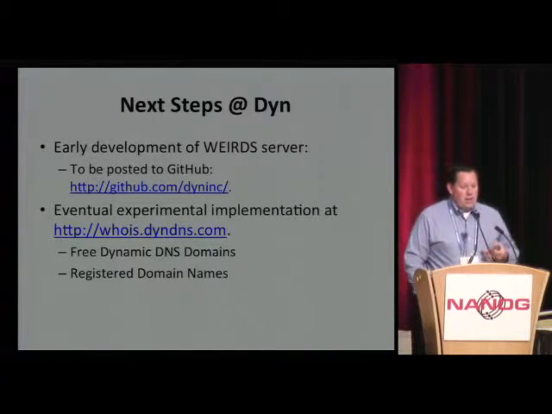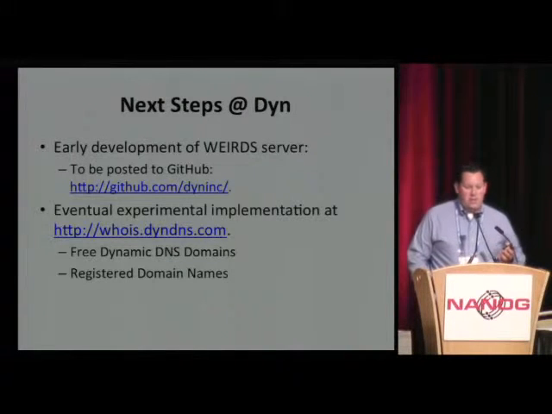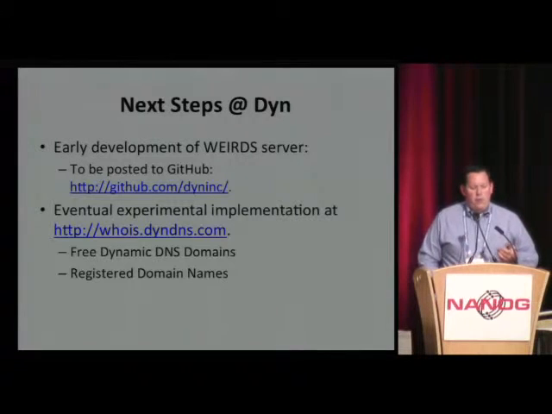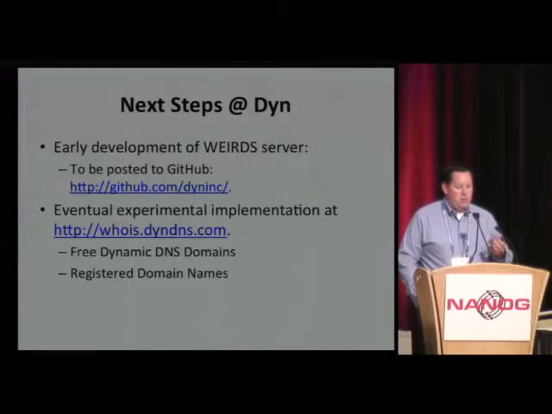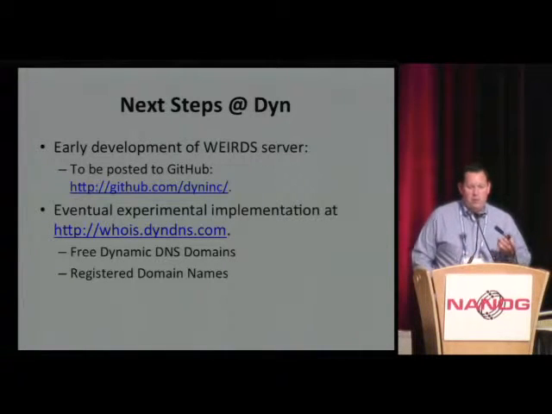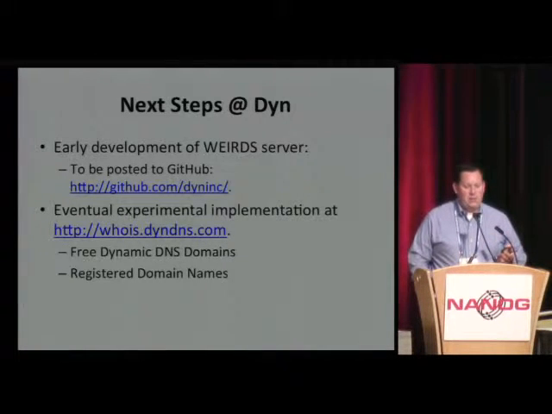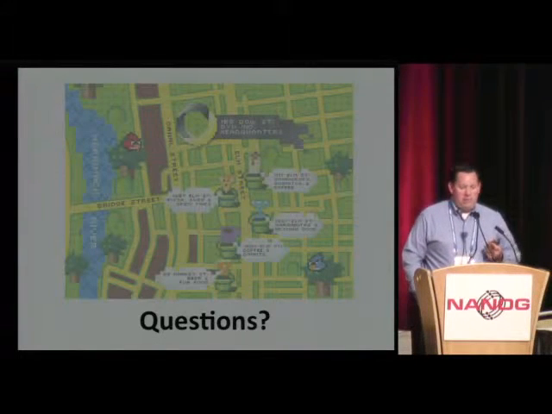So our next step is to finish the development of a WHOIS implementation. That will be posted on our GitHub page, so monitor that. And we will eventually offer an experimental implementation at whois.dyndns.com. We will put some data from both our free dynamic DNS host names in there as well as registered domain names. And that's about it.